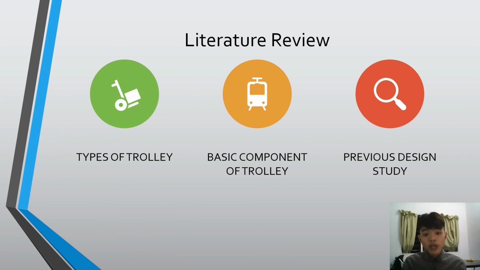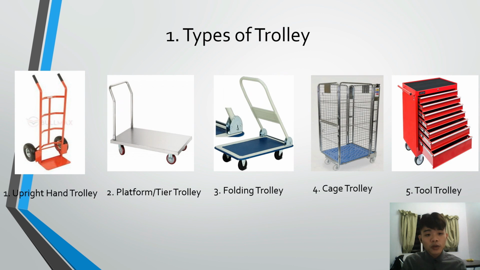In this project, three main categories of study or research are being carried out, which are the types of trolley, basic components of trolley, and lastly, previous design study. For the types of trolley, generally there are five main types of conventional trolley existing in the market. They are upright hand trolley, platform or tire trolley, folding trolley, cage trolley, and tool trolley.